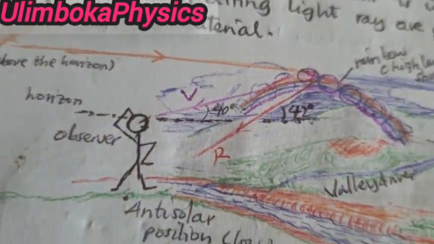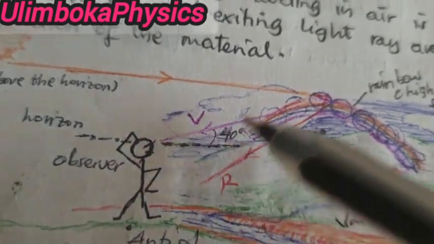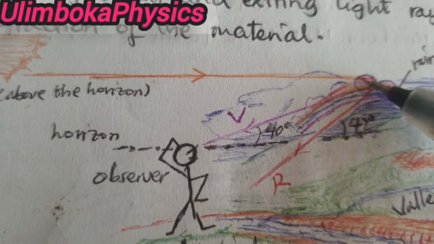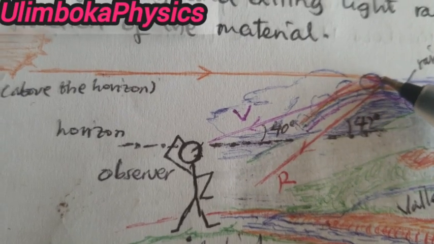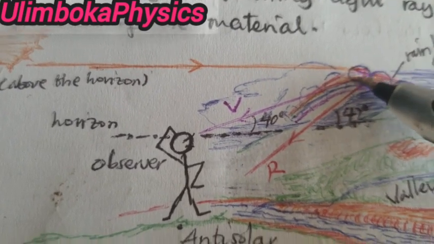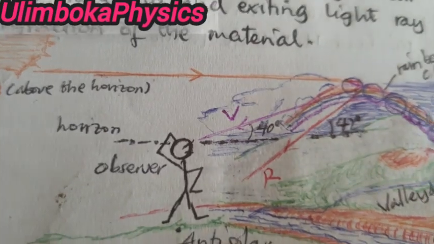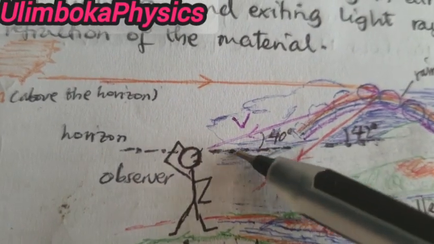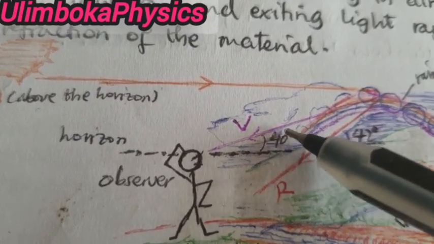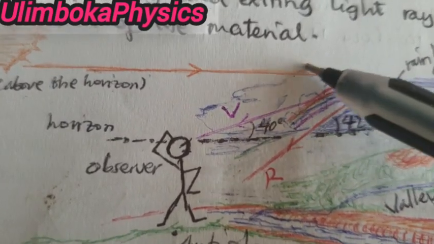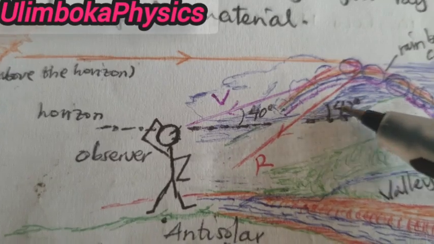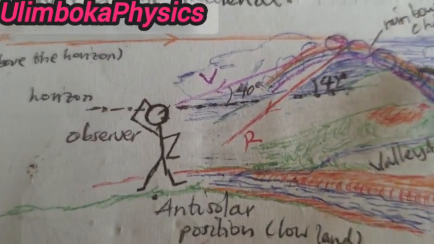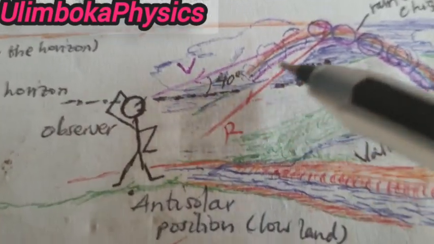This kind of rainbow is known as a primary rainbow, as there is one internal reflection that takes place inside the spherical water droplet. The violet is deviated by 40 degrees from the incident rays, and the red is deviated by 42 degrees from the incident ray. We can see in the next videos how we can get these deviation angles.